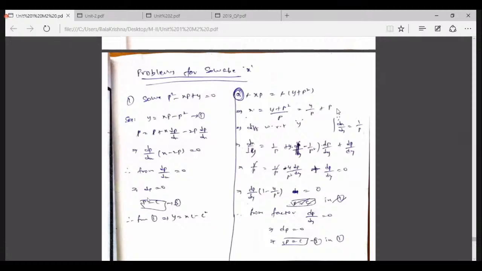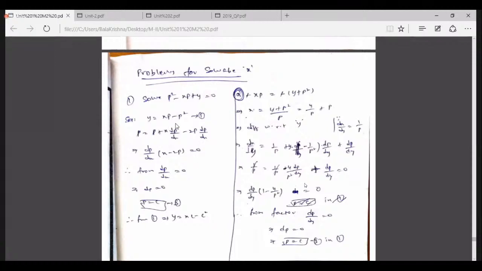That means this problem can be solved in three cases. First case, you can solve for p. Second case, that is y is equal to f of x comma p. And third case, x is equal to f of y comma p. That means a problem can be solved in three ways. So the procedure is the same.